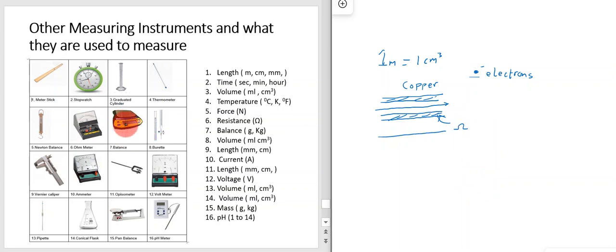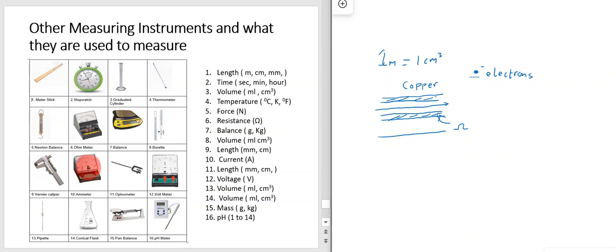The next one is the balance. Balance is used to measure mass. We can measure mass in grams or kilograms. This here is called a burette, and we look at these as well. Again, this is used to measure volume. We can use volume in mils. We talked about the Vernier Caliper. Again, that's used to measure length.